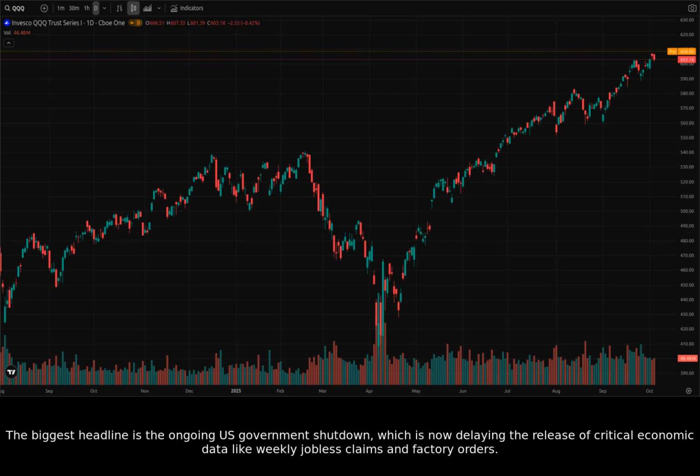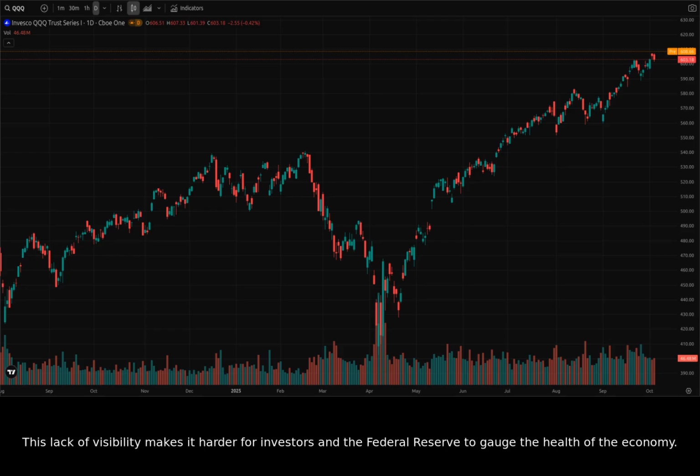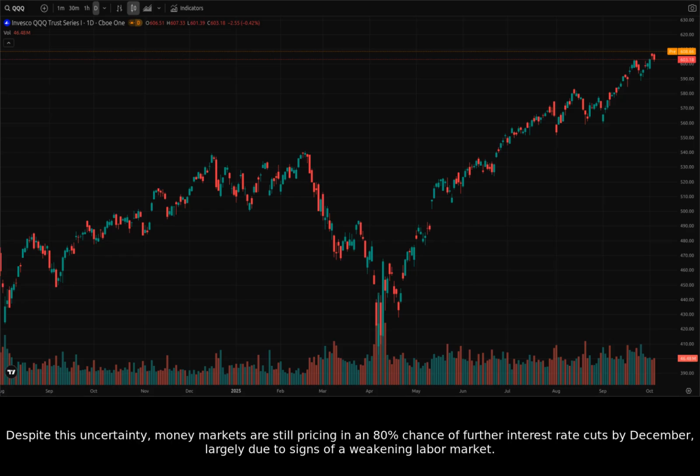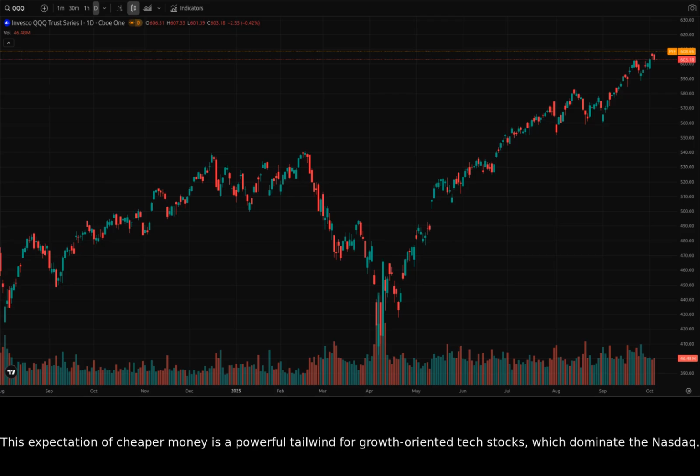The biggest headline is the ongoing U.S. government shutdown, which is now delaying the release of critical economic data like weekly jobless claims and factory orders. This lack of visibility makes it harder for investors and the Federal Reserve to gauge the health of the economy. Despite this uncertainty, money markets are still pricing in an 80% chance of further interest rate cuts by December, largely due to signs of a weakening labor market. This expectation of cheaper money is a powerful tailwind for growth-oriented tech stocks, which dominate the Nasdaq.